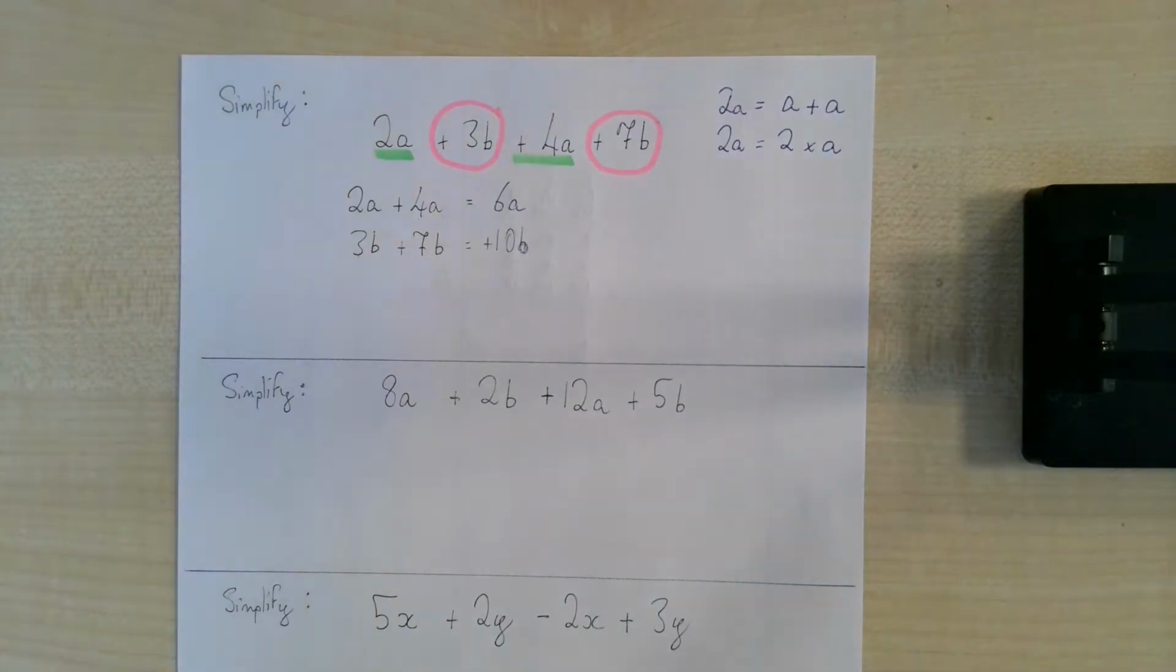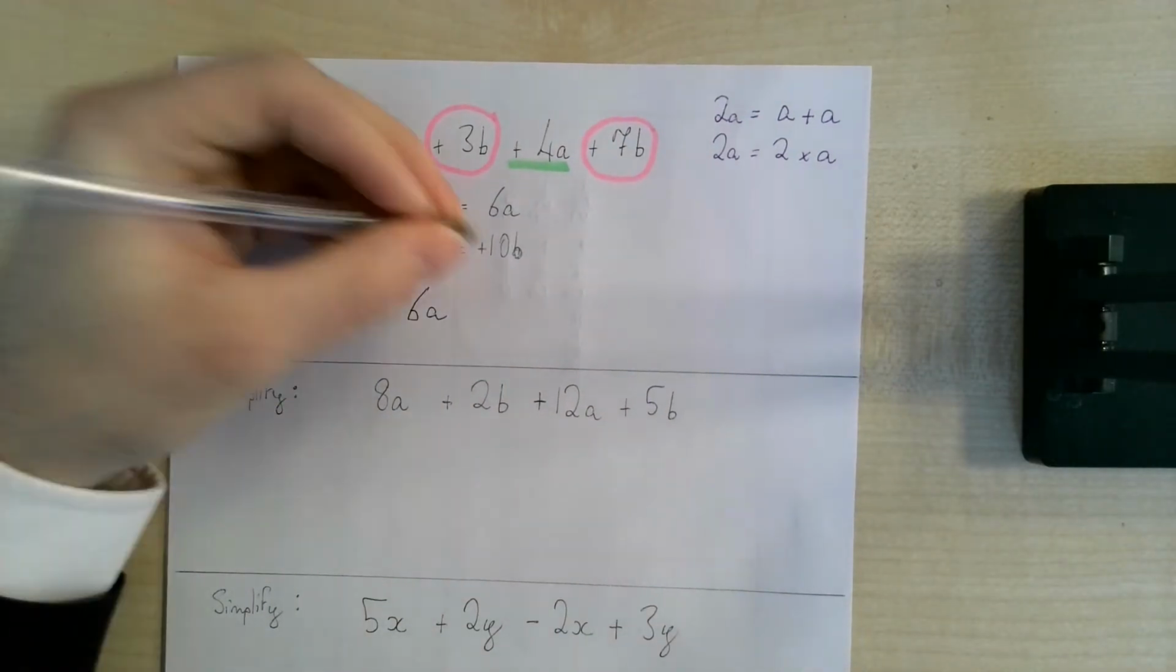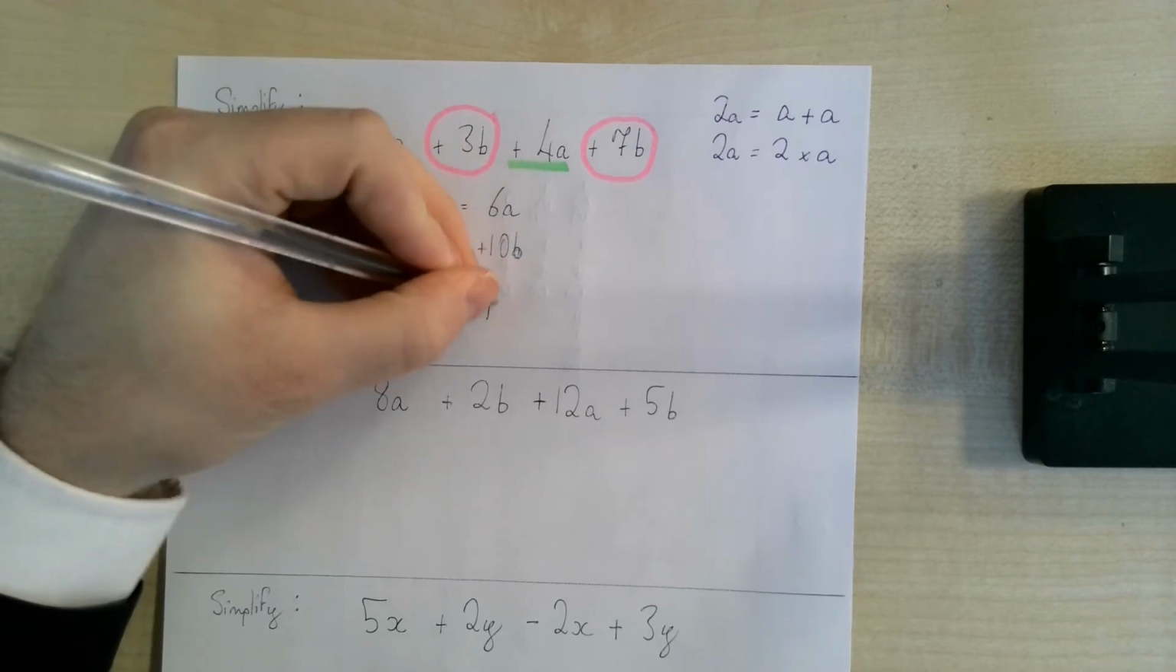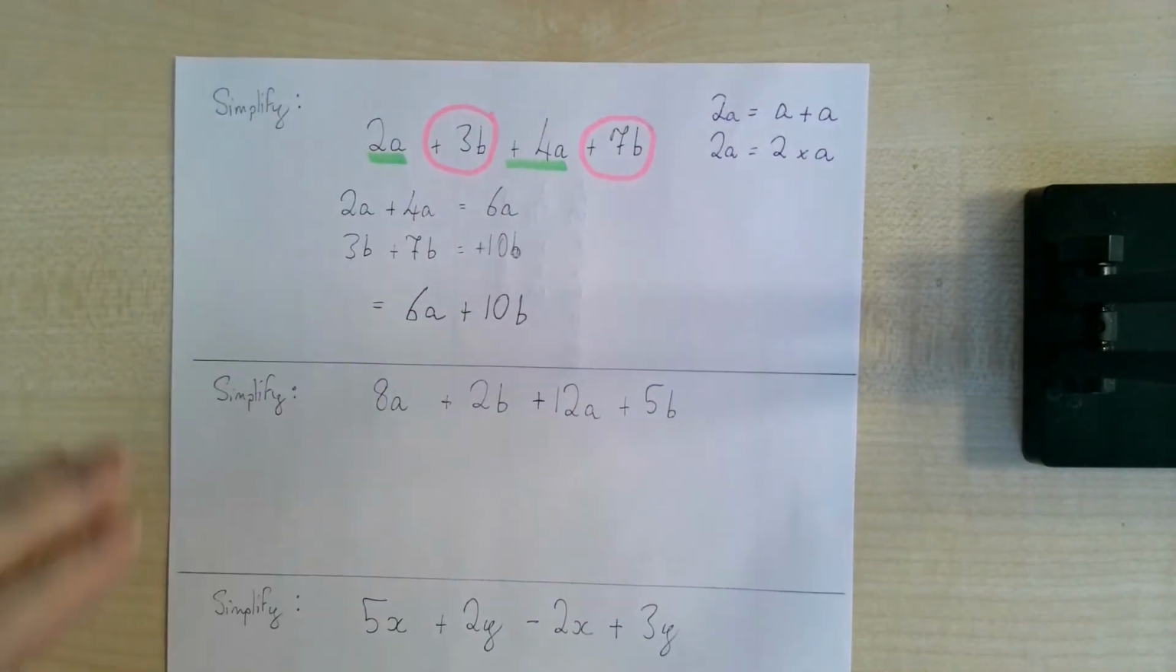Last step is to bring it all together into a final expression. So we can write this as 6a plus 10b's. We've got 6 apples plus 10 bananas, and that is it simplified.